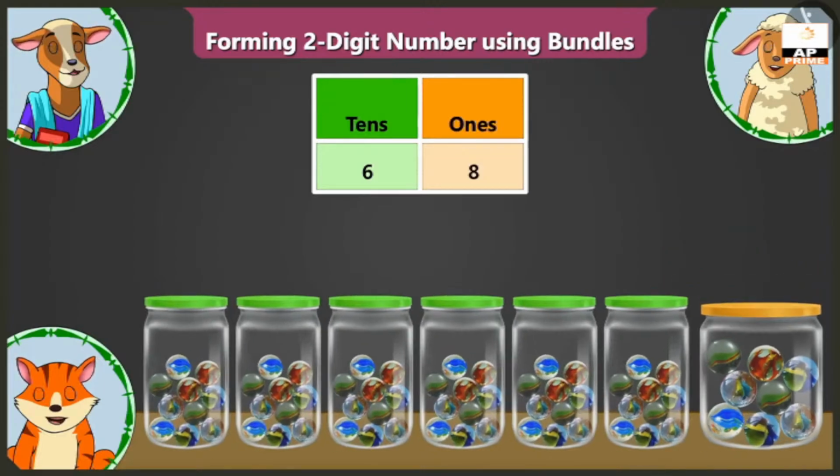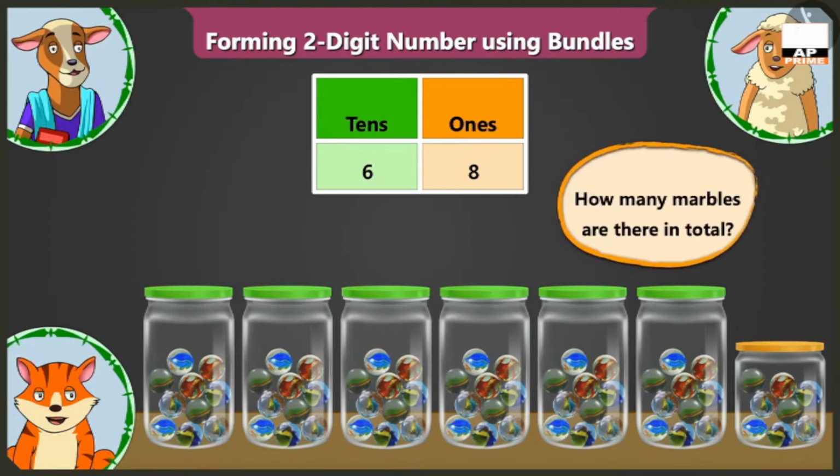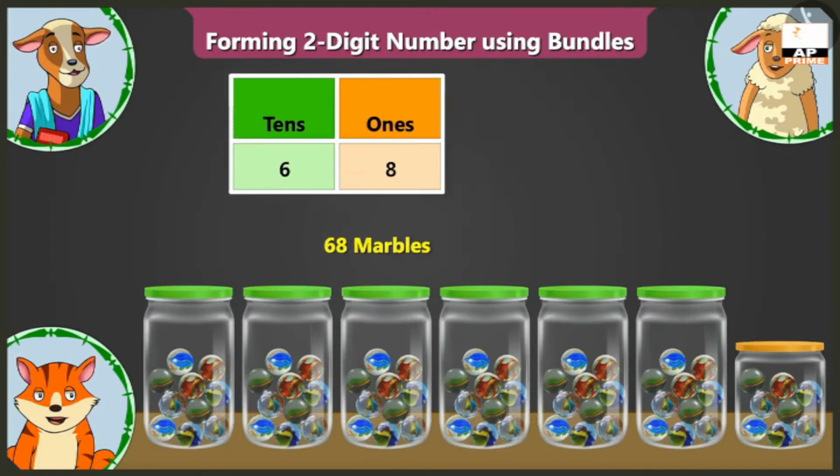Well done, Billy. But my question was, how many marbles are there in total? Here in the tens box, there is 6, which means 60 marbles. And in the ones box, there is 8. That means there are 8 marbles. That is why there are 60 and 8, 68 marbles in total.